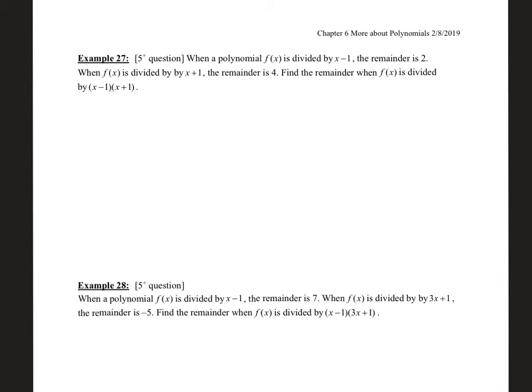The question tells you that there is a polynomial f(x). Again, it is unknown. Divided by x minus 1, the remainder is 2. Divided by x plus 1, the remainder is 4. But the most important thing, or the most weird thing, is you are asked to find the remainder when it is divided by (x minus 1)(x plus 1). And so it's very difficult to start the question because you don't know what f(x) is. You can't do the division.